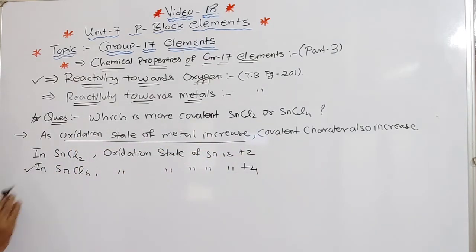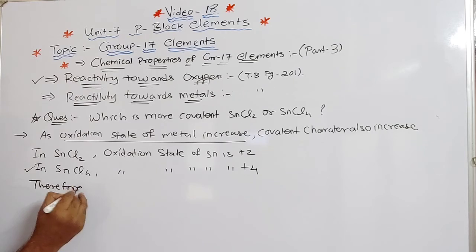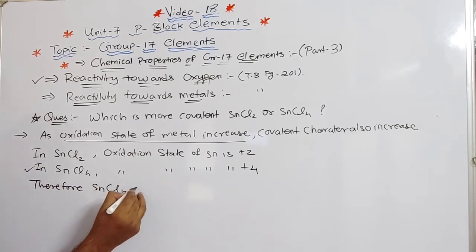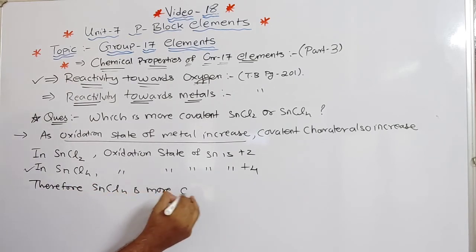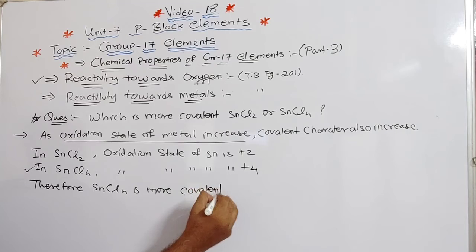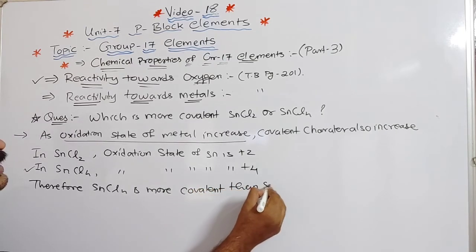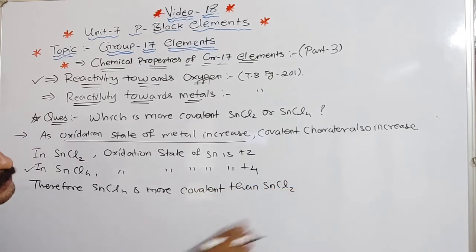So which is more covalent? Obviously this one. Therefore you can write: SnCl4 is more covalent than SnCl2. Okay, so this part is clear.